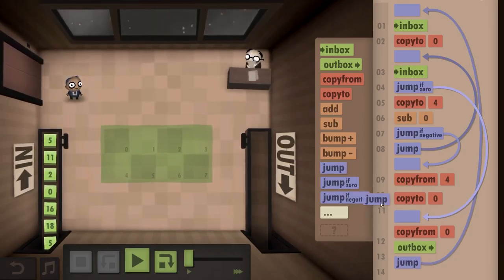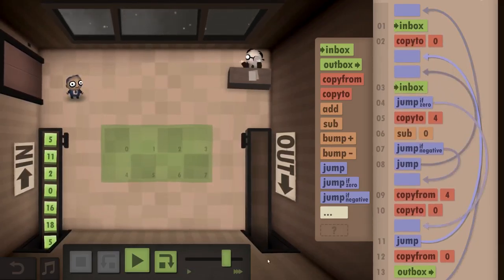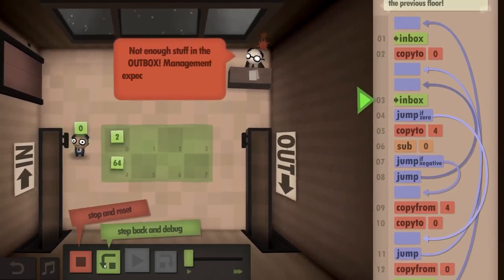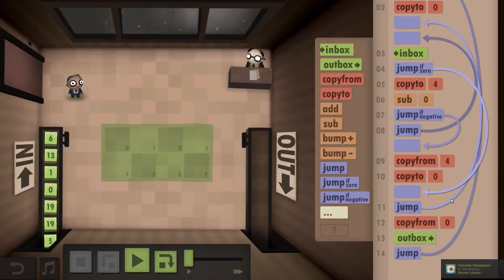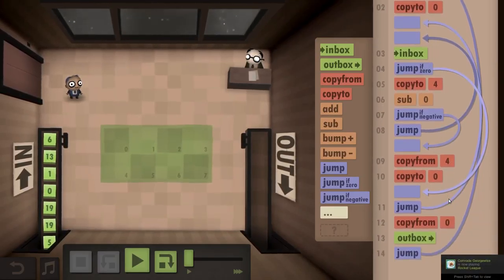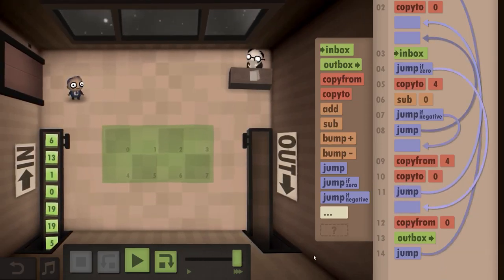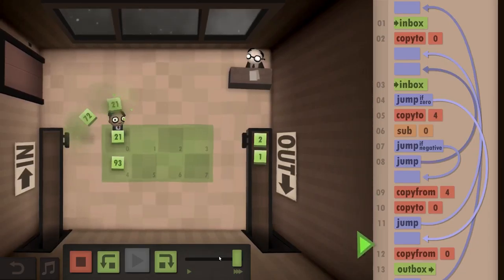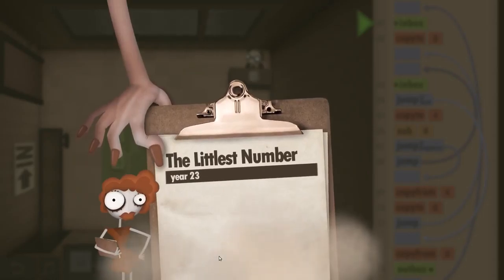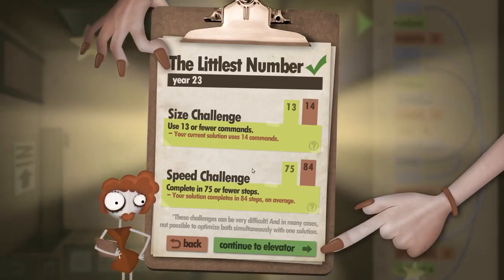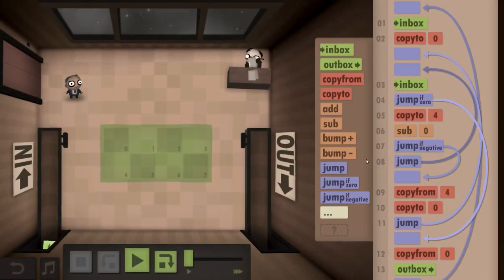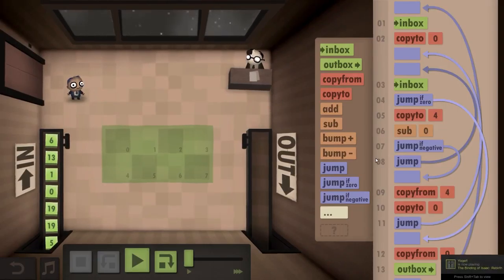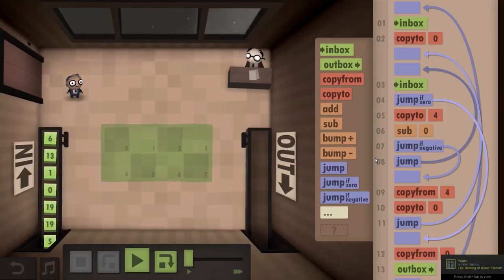So we get our number, we throw it into zero. So that's a command too many, and it doesn't work with everything. It just goes forever. What the hell? Oh, I put it in the wrong spot, that's why. Ha! Hilarious. Yay! Boo! We have to get at least one.